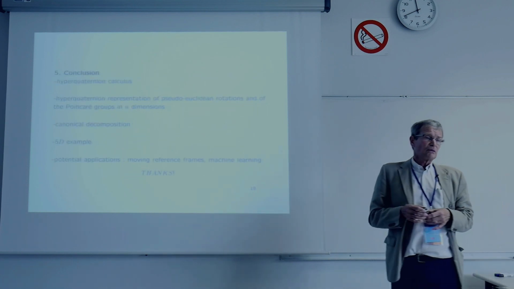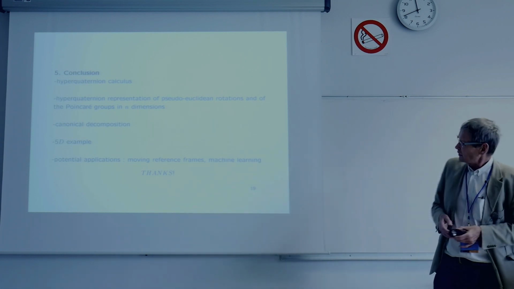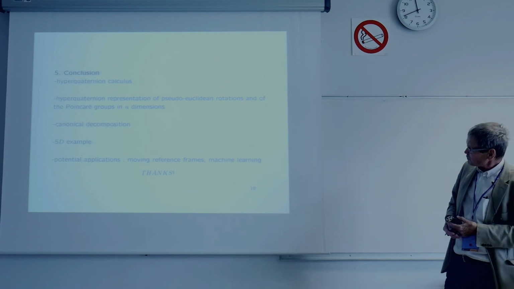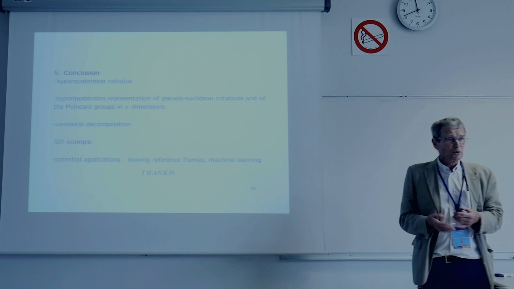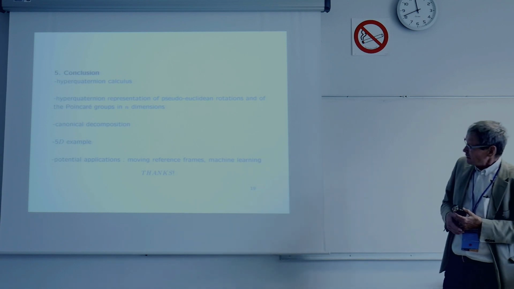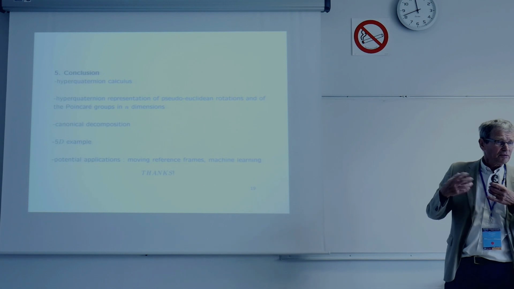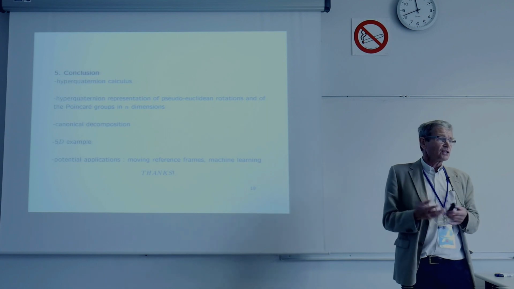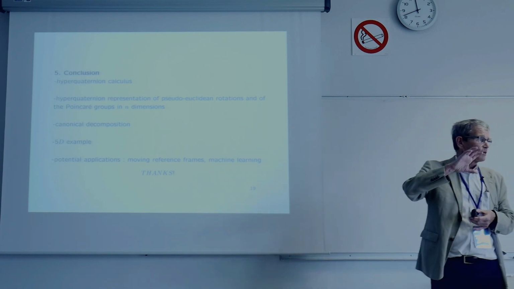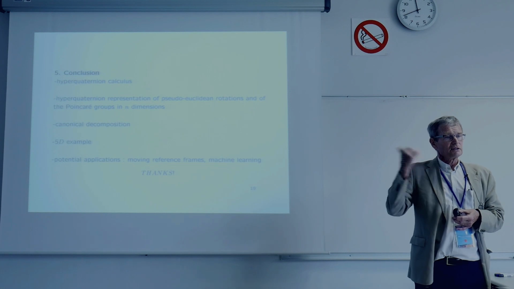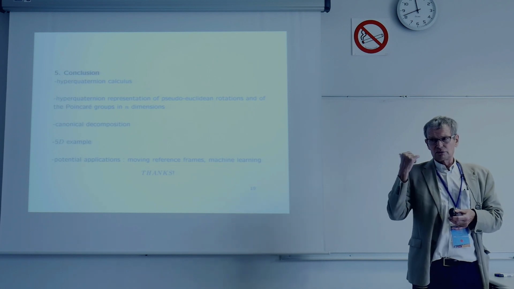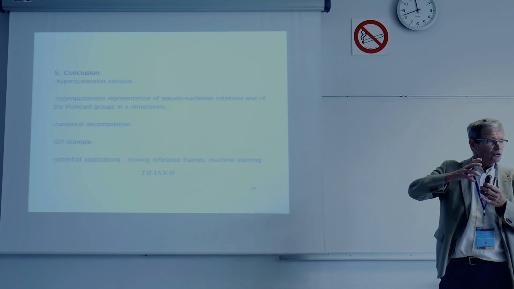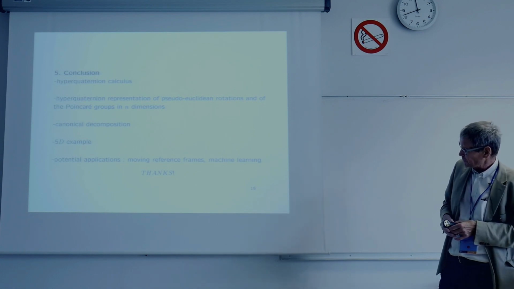Conclusion: what did we do? We have introduced the hyperquaternion calculus. We have given a hyperquaternion representation of pseudo-Euclidean rotations and of the Poincaré groups in n dimensions. We have given a canonical decomposition and a 5D example. Potential applications are moving reference frames and machine learning. For machine learning, you can use symmetry groups, and quaternion CNNs have already been presented in the literature. So the idea is to use symmetry groups instead of taking arbitrary coefficients.